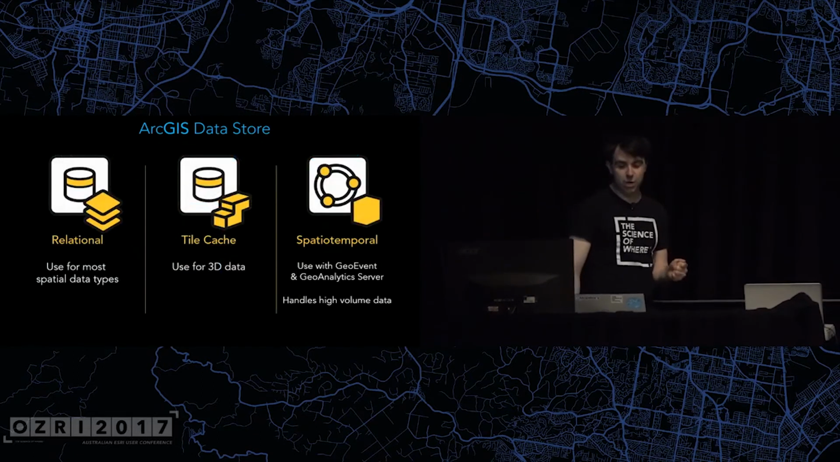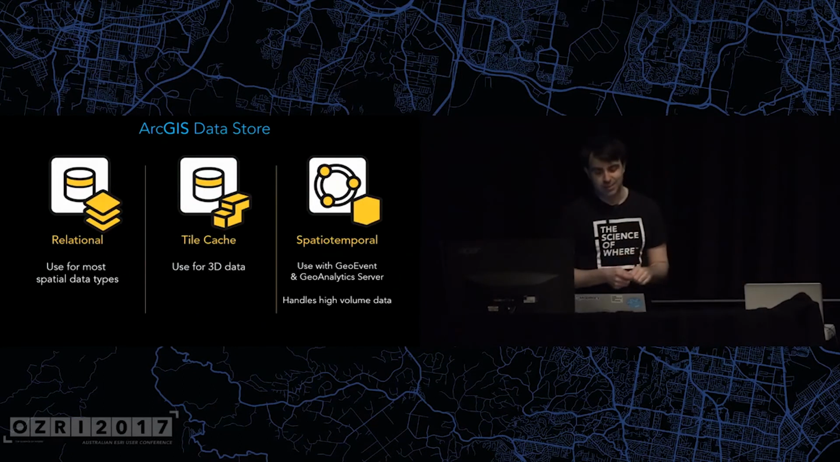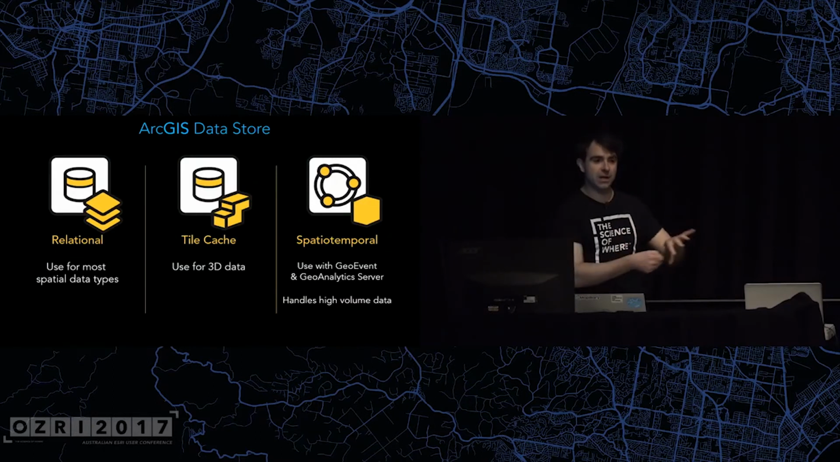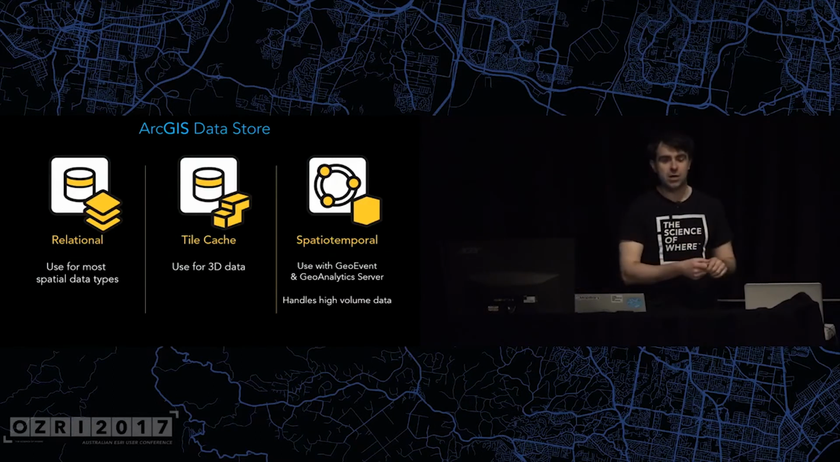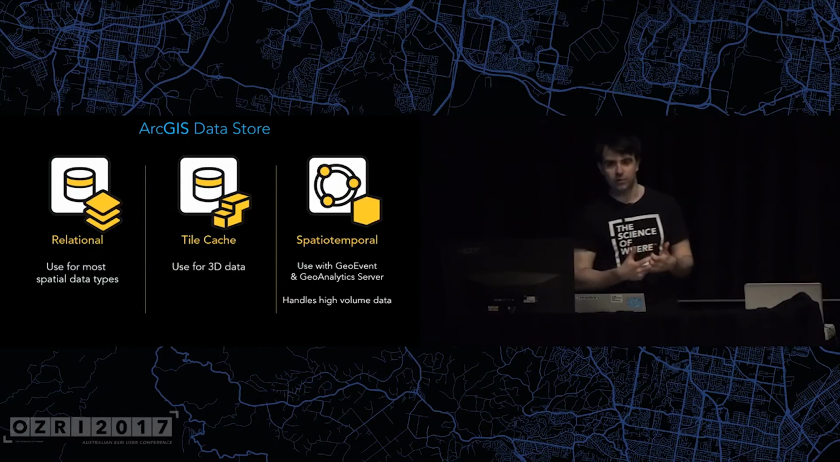The relational data store type is what enables hosted feature layers. Like under the hood, it's essentially a DBMS. The tile cache is not for tile services. It's actually for your 3D hosted scene services, so it enables 3D capabilities within your portal. And the spatiotemporal, this is really only needed by GeoEvent and the geoanalytics server roles. It's, again, under the hood, a NoSQL data store for dealing with high volume data.